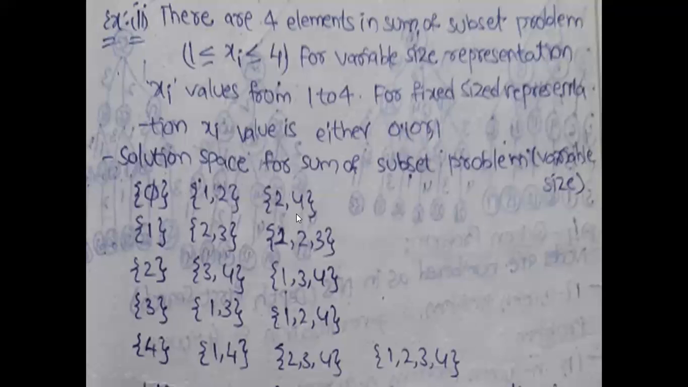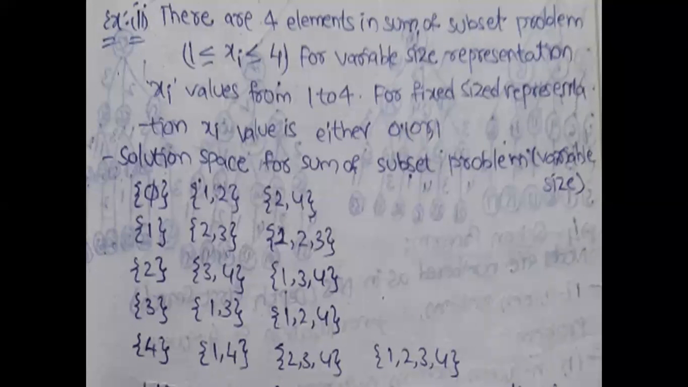Among all 16 subsets, we find the subsets of elements whose sum equals 31. The 16 subsets include the null set and the set with all elements, 1 2 3 4, which is also one of the subsets.